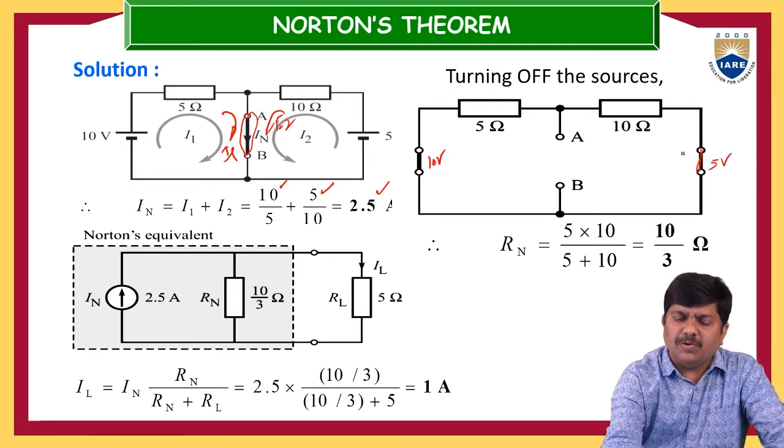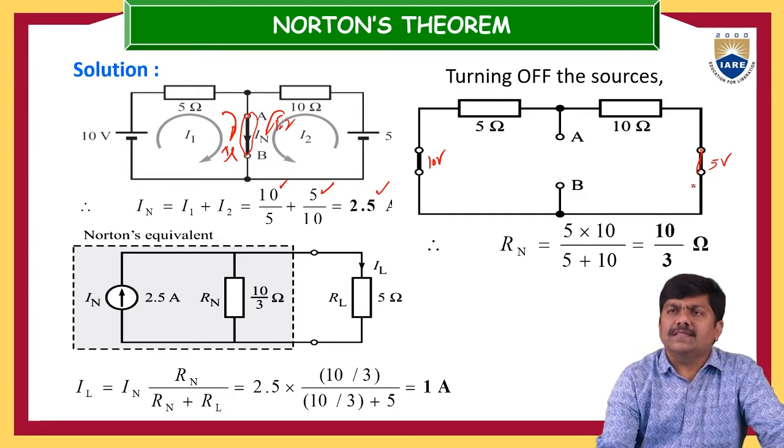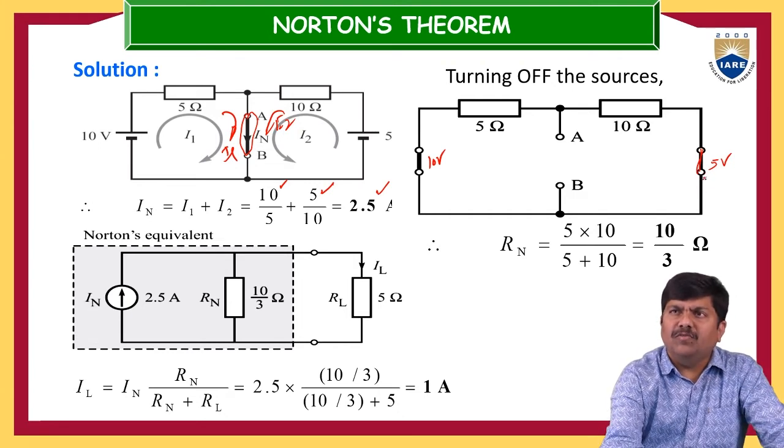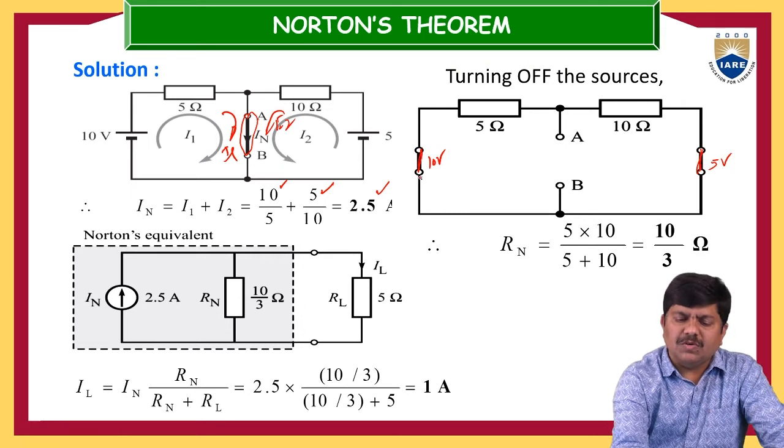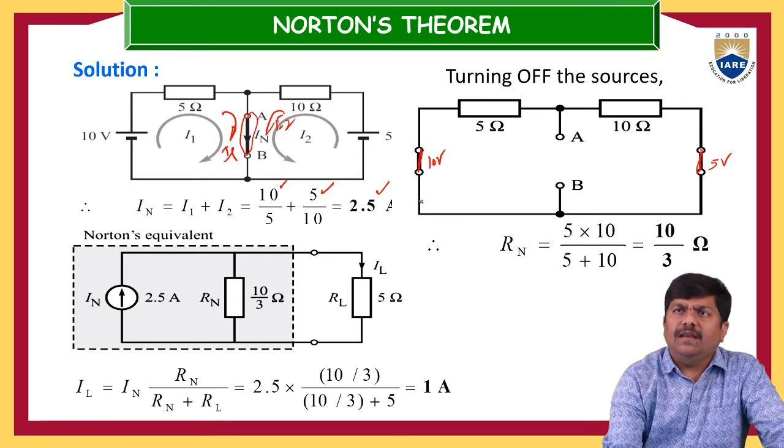Let us keep the internal resistance of this 5 volt voltage source and 10 volt voltage source. Those are nothing but short circuited elements. So just short circuit this 5 volt voltage source and 10 volt voltage source. Then we can easily find out the equivalent resistance.